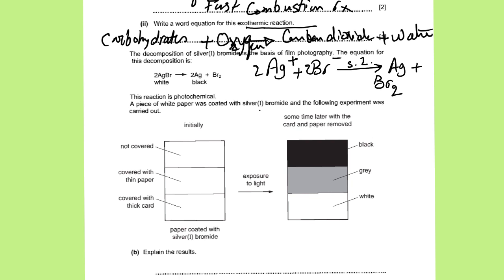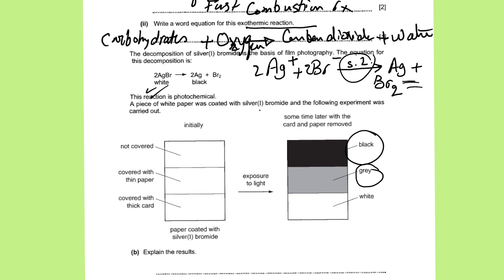Okay, silver is brown or black, so it's going to give a black color and darken the film or the white paper. The degree of darkness depends on the intensity of light. So if there is no light, it will remain silver bromide. If there is dim light, or the exposure to light is for a short period, it will give a gray color. If the light is so intense, the reaction will be completed, forming many atoms of black silver.